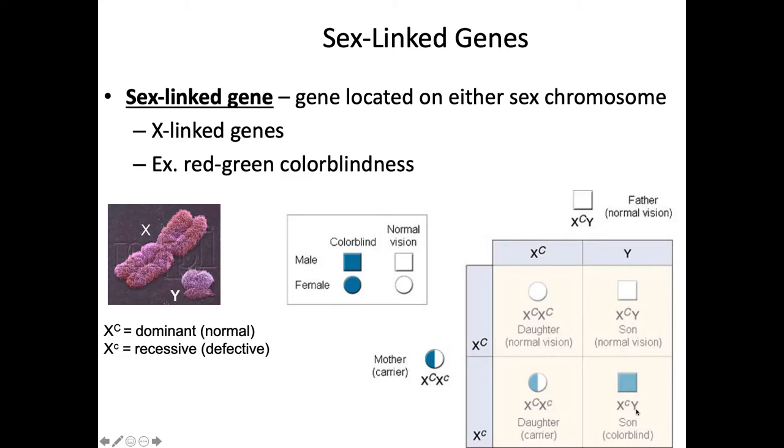And then here, this son, he received the Y from the father because he needs a Y to be a male. But here, he received the defective allele from his mother, this recessive allele. So that means that this son is colorblind and affected. So males only need one defective allele to be affected, and they get it from the mother. So these sex-linked disorders will often occur more in males than in females.